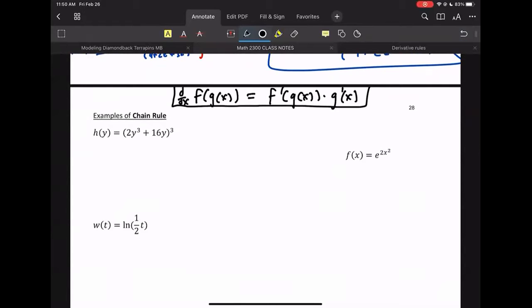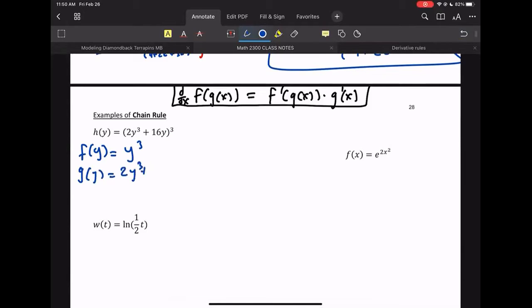I'm going to start with the one on the top left. So when I look at this h of y example, I'm trying to think about what are the two pieces? What's the f and what's the g? And so I'm thinking, well, it looks like something's being cubed, right? There's like a cube on the outside. That's what's giving me that intuition. And then I'm thinking, well, what's inside of it is a 2y cubed plus 16y.